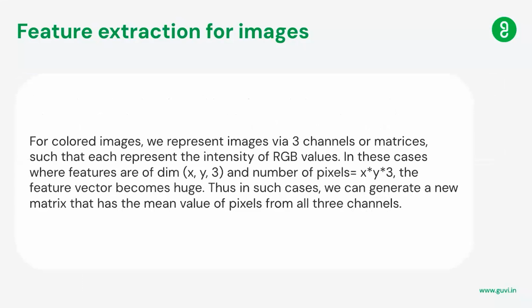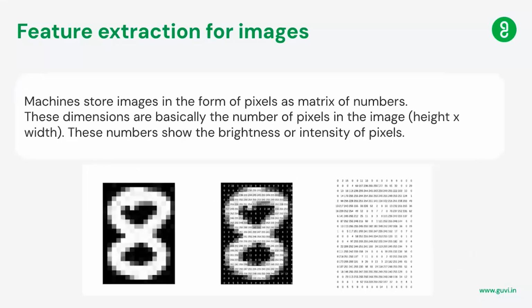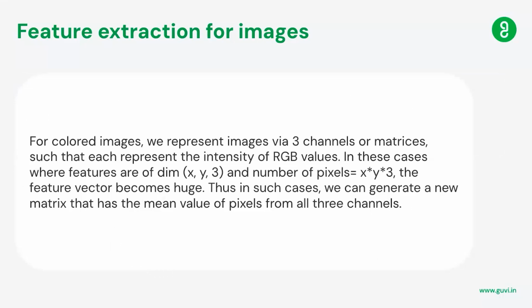But this is about the grayscale images. When it comes to colored images, we represent them via three channels or matrices, so that each of those matrices will represent the intensity for your R, G, and B values, right? All the colors that we know are combinations of red, green, and blue, right? So instead of this black and white image, if you have a colored image, in that scenario you would want to have three different matrices, right? The first matrix will have your intensity values for the red color.